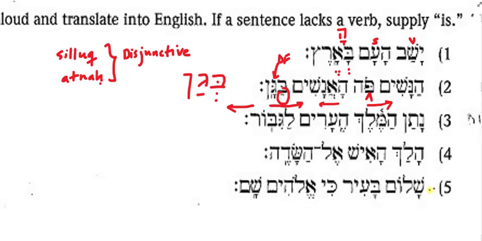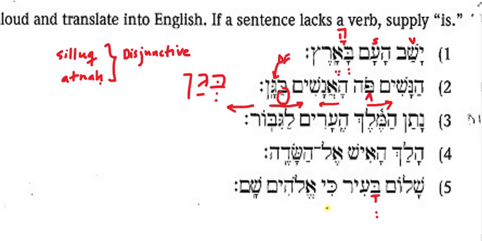We have, say this with me, shalom ba'ir, ki elohim sham. Okay, so here I have no verb between shalom and ba'ir, so I might want to supply which word? Is. So peace is in the or a city? Okay, what is my pointing here? That's a kametz, isn't it? If it were in a city, it would be b with a vocal shva. Okay? So you're right. This is peace is in the city.